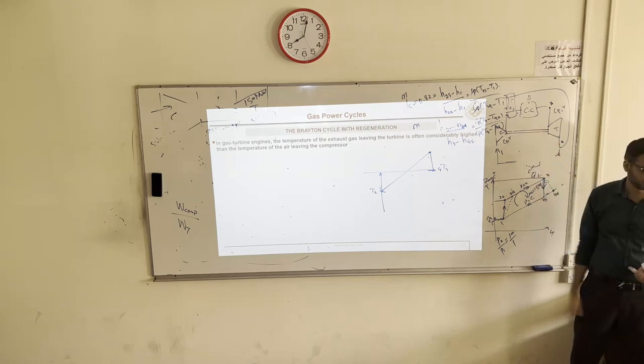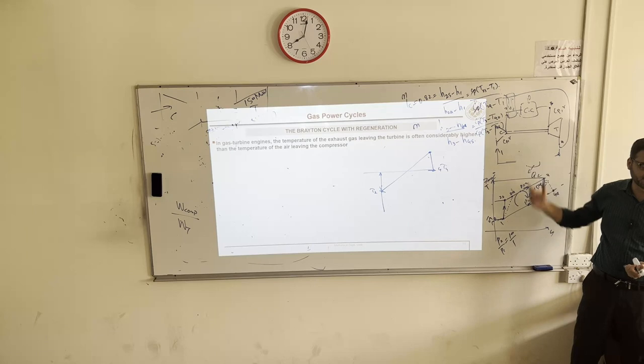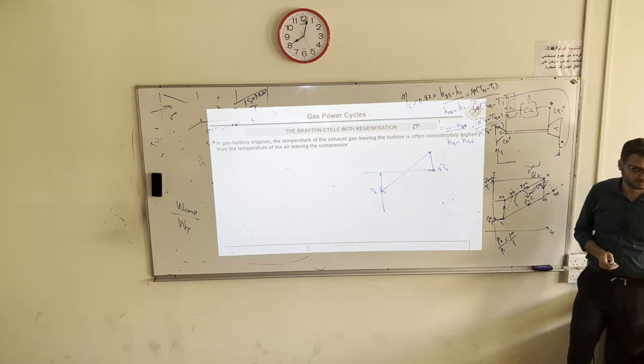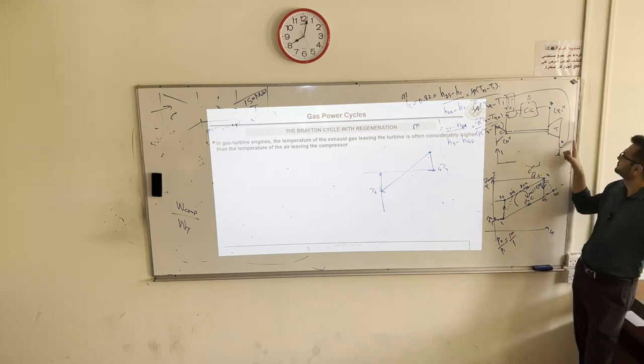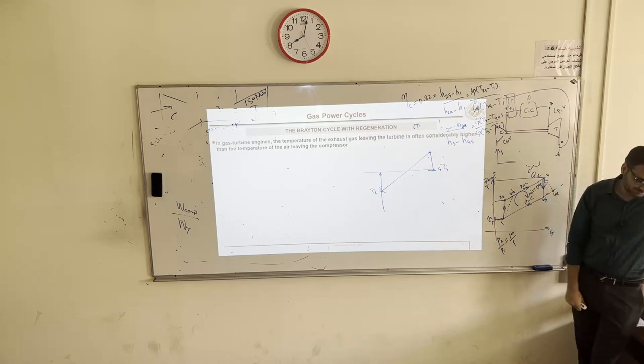This is a heat engine. We are increasing the efficiency of this heat engine by adding another engine on the exhaust. Put another engine. I see.